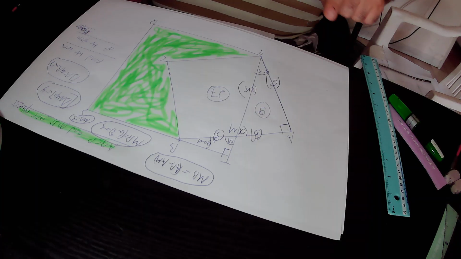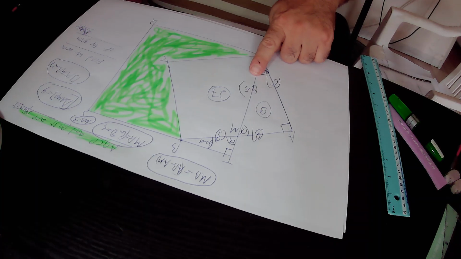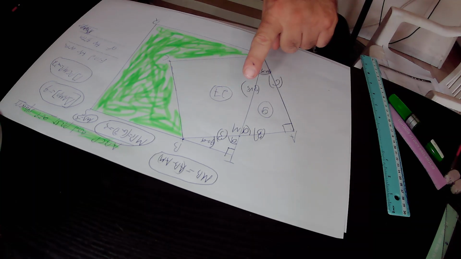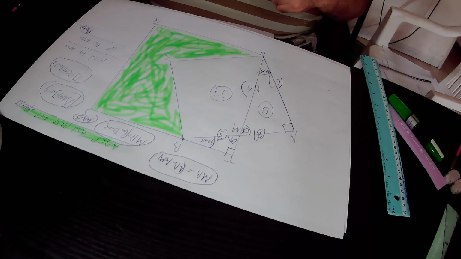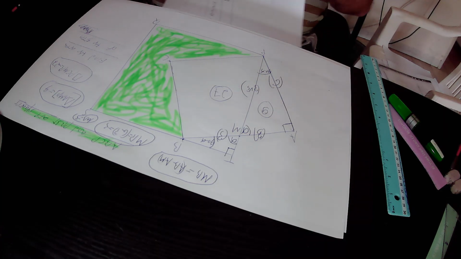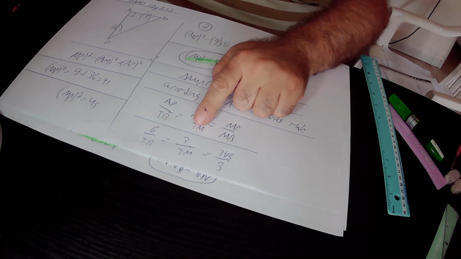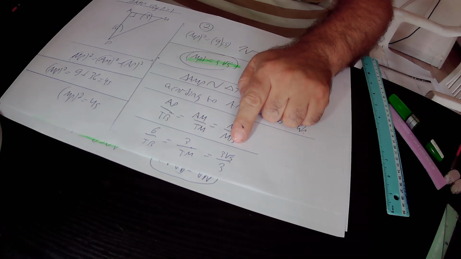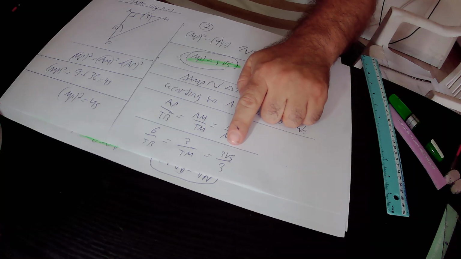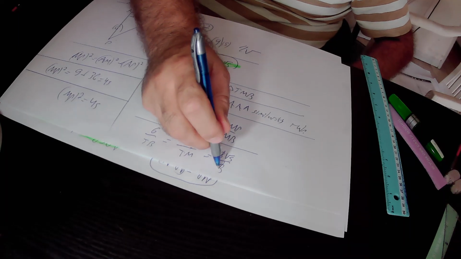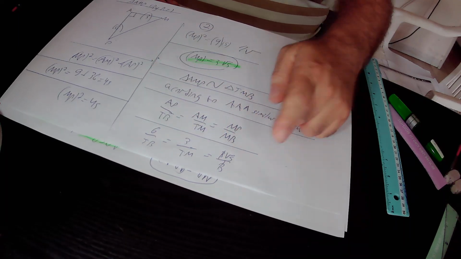And it is equal to MP. MP is 3 times square root of 5 over MB. MB is 3. So in total, we should find out that 6 over TB equals 3 over TM equals 3 times square root of 5 over 3. We have 3 in the numerator and 3 in the denominator, so 3 will get cancelled, and we are left only with square root of 5.